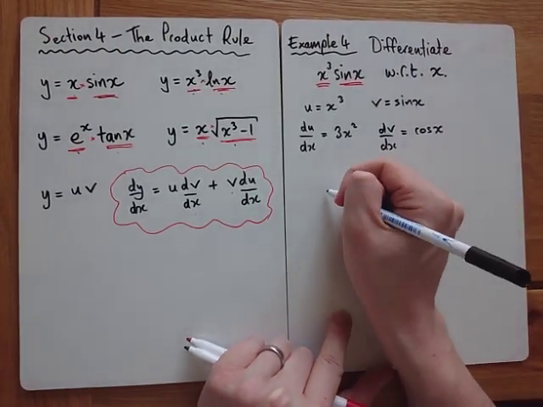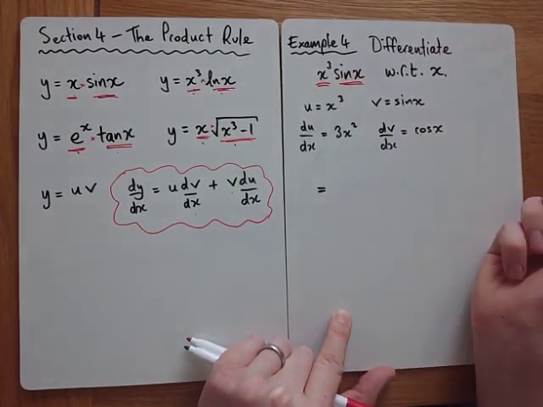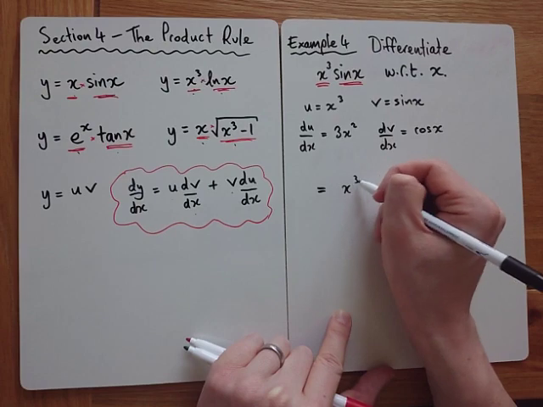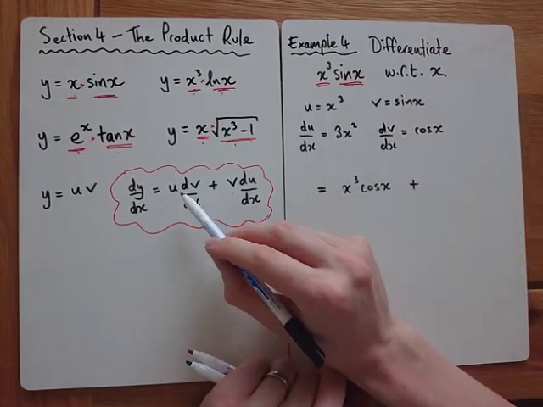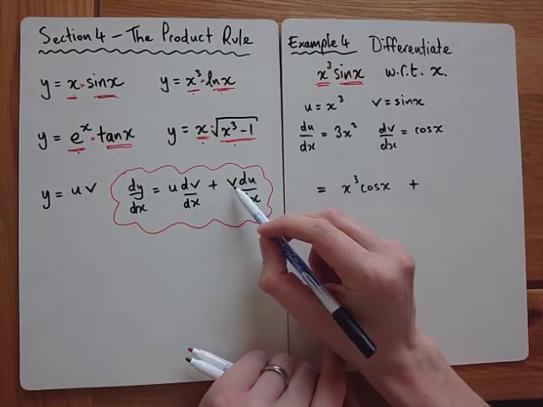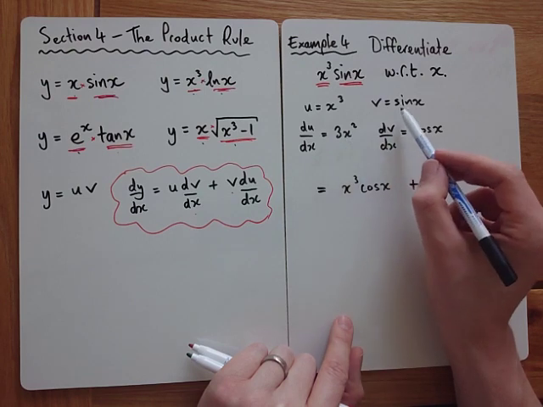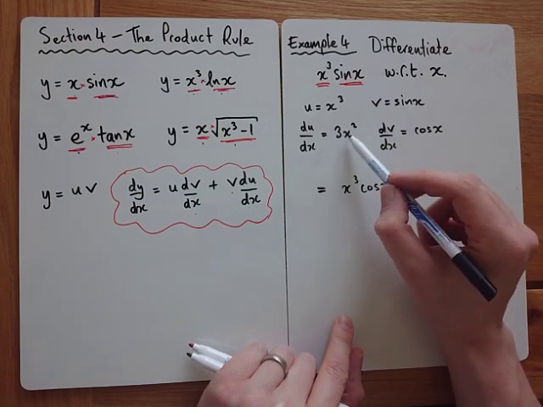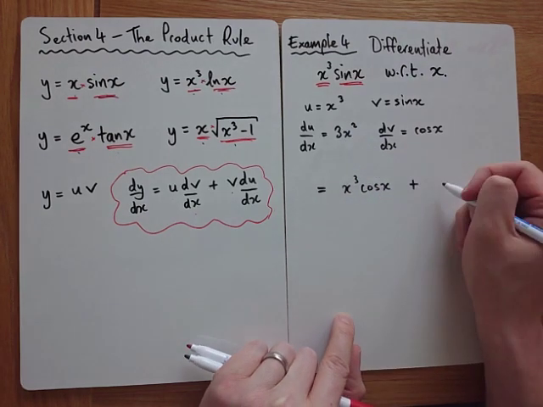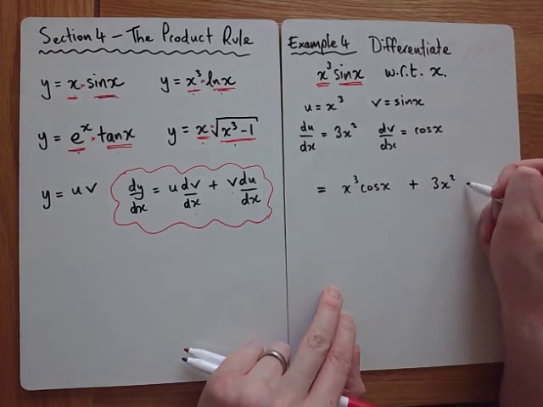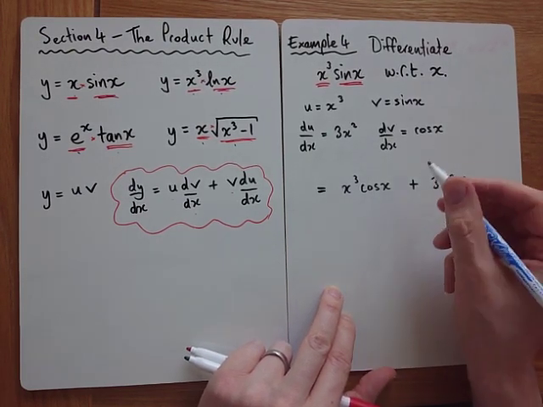So therefore my answer would equal u times by dv, which I'm going to write as x cubed cos x, plus v times by du. So v times by du, we're doing sine x times by 3x squared. I'm going to automatically write that with the number at the front, so I'm going to write it as 3x squared sine x.